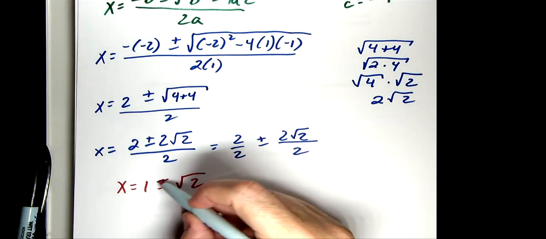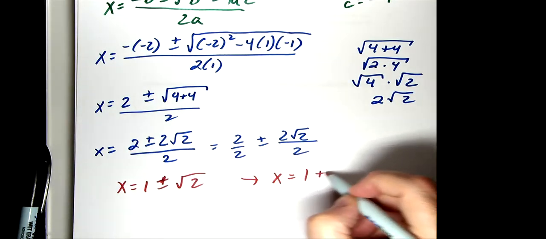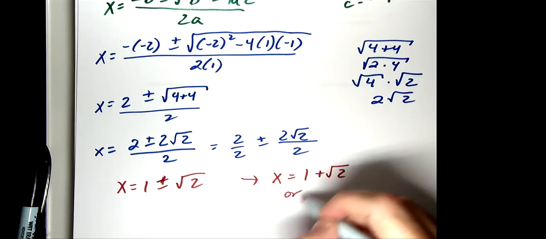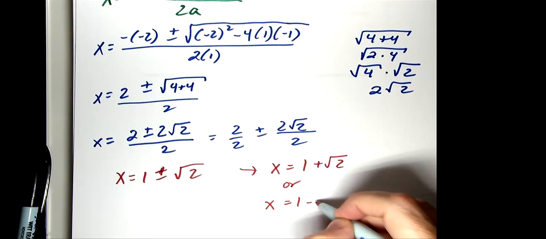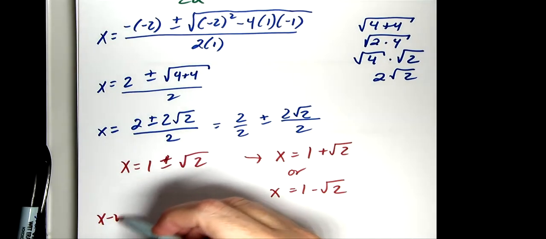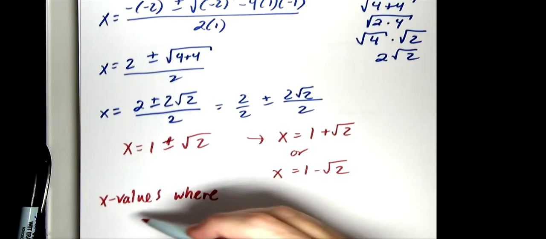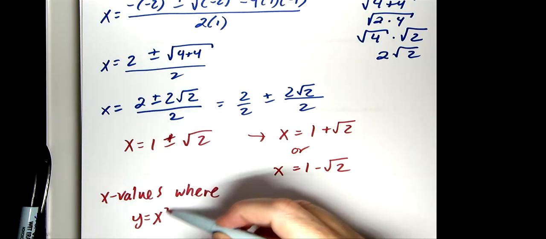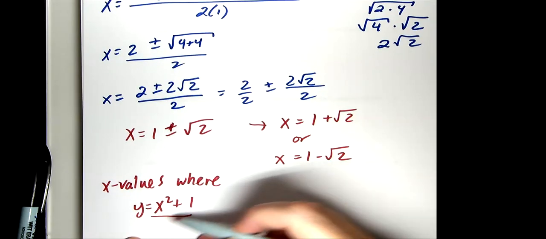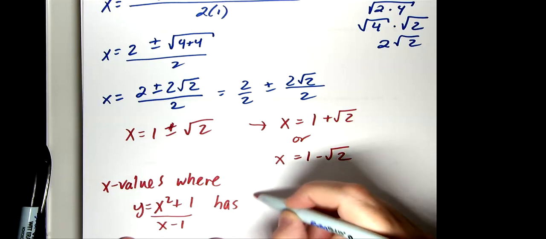As a reminder, that's two answers. x equals 1 plus root 2, or x equals 1 minus root 2. Those are the x values where y equals x squared plus 1 over x minus 1 has horizontal tangent lines.